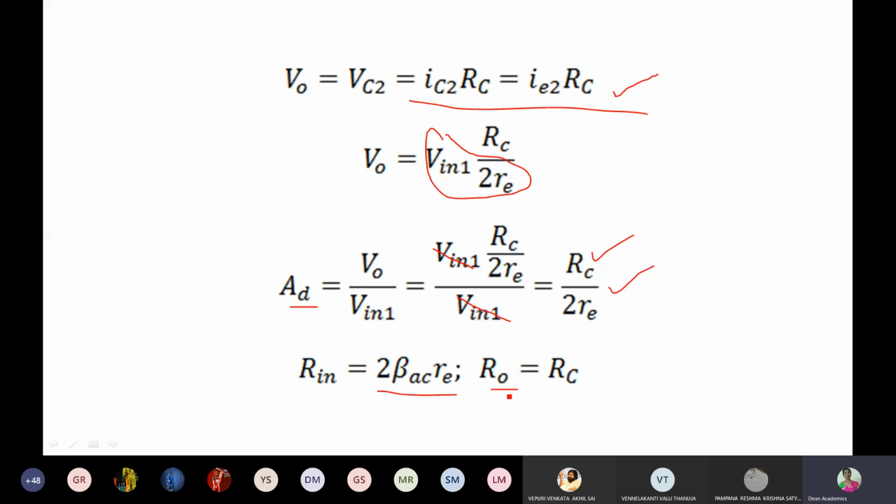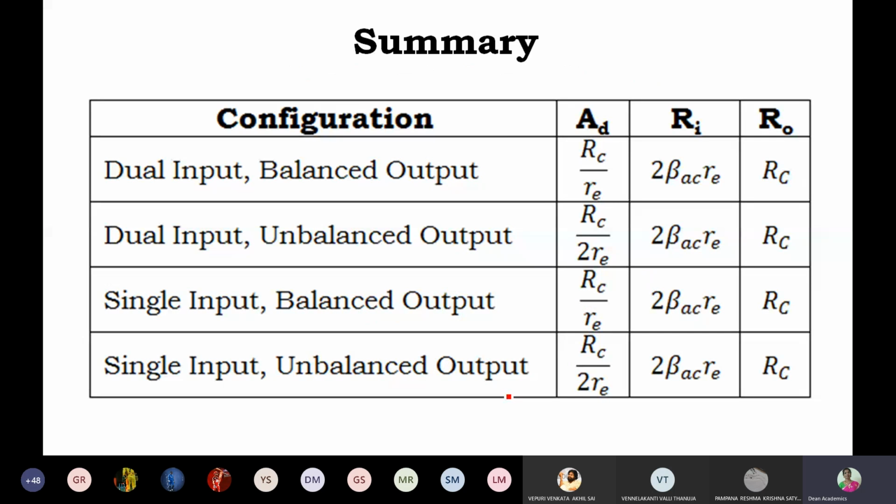So all these, for summary, I am just showing this summary to you. Just try to follow this. The configuration of each one of these and their differential gains and their input and output resistances. So dual input balanced output differential amplifier: if it is a balanced output differential amplifier, gain is RC by RE.